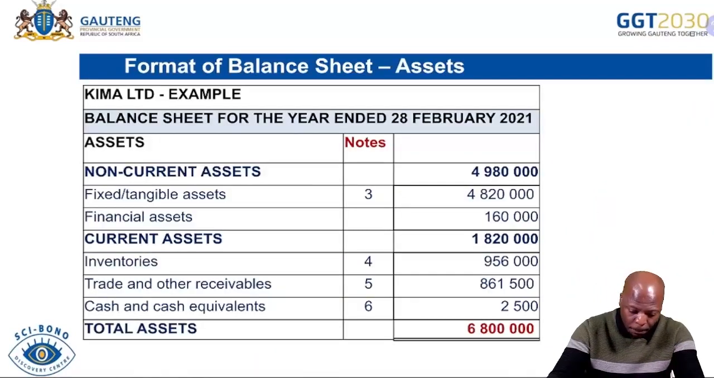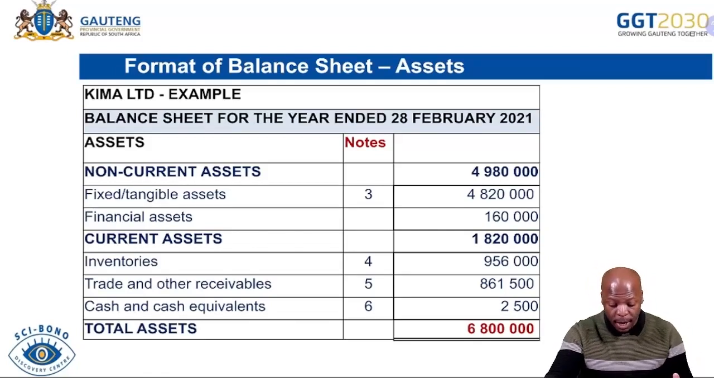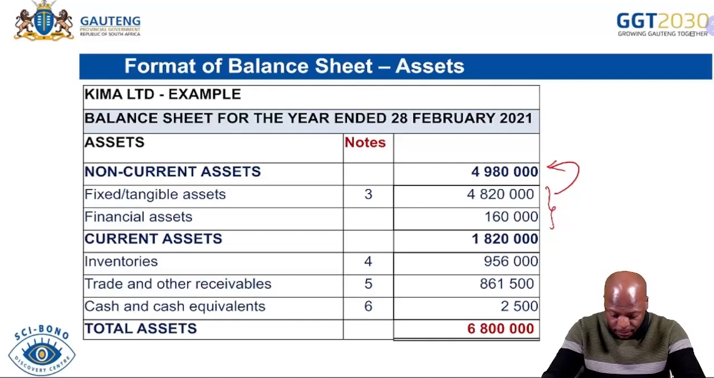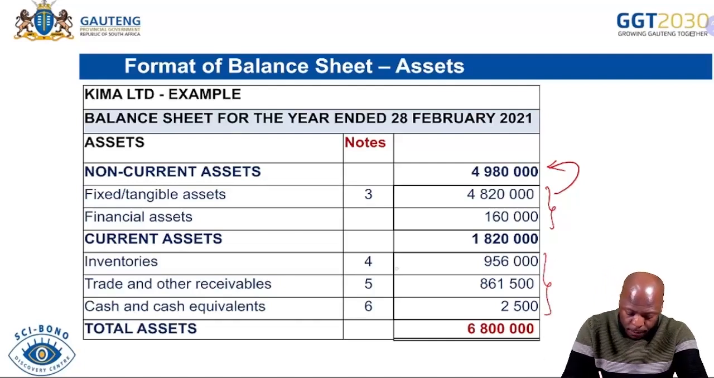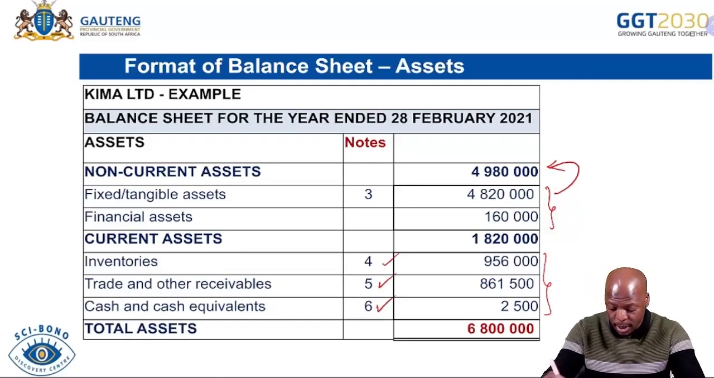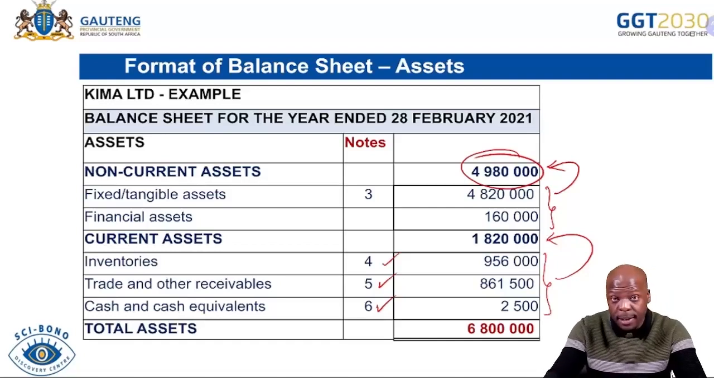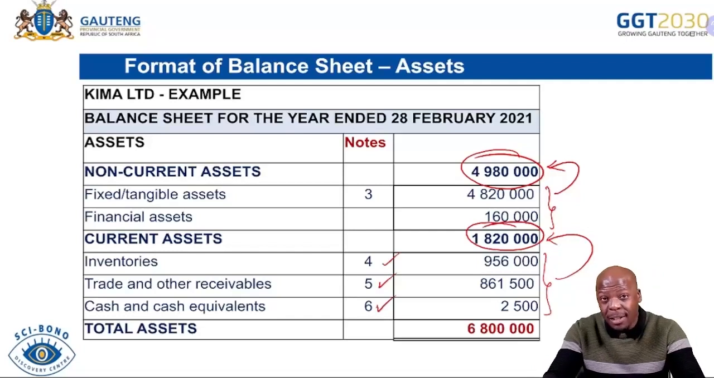Now, the first part, as I said earlier on, is our assets. As you can see here, under our assets, we have our non-current assets, whereby we added these two, and we had our 4,980,000. And then we had our current assets, where we added the three, which are your inventories, your receivables, as well as your cash and cash equivalents. When you add these three, they give you the 1,820,000. When you have your total non-current assets, which is 4,980,000, and then you add your current assets, which is your 1,820,000.